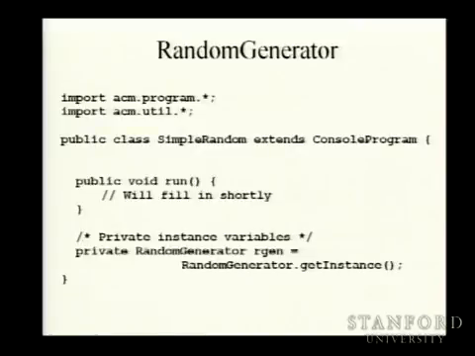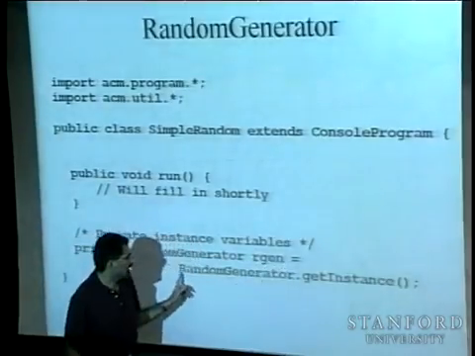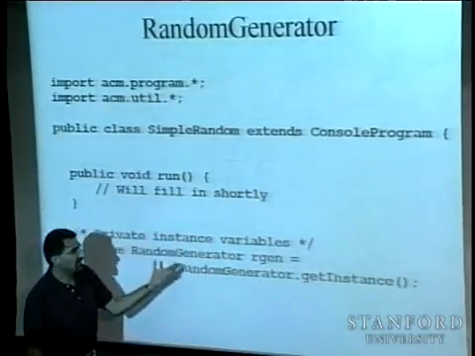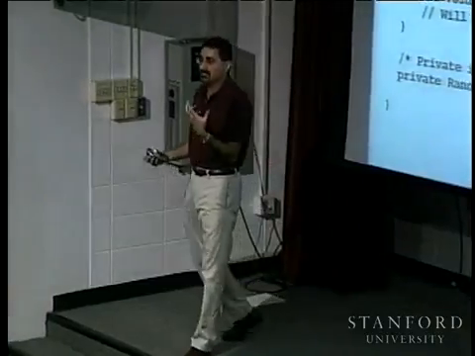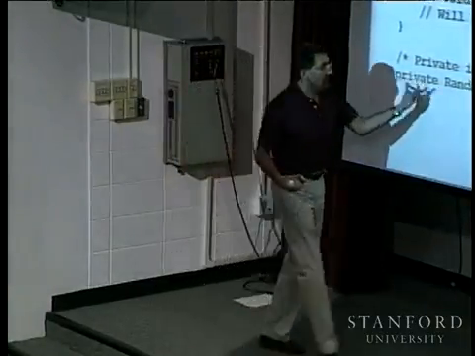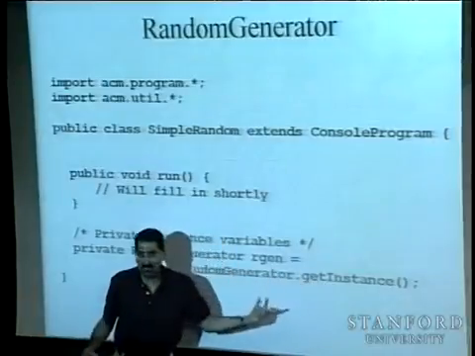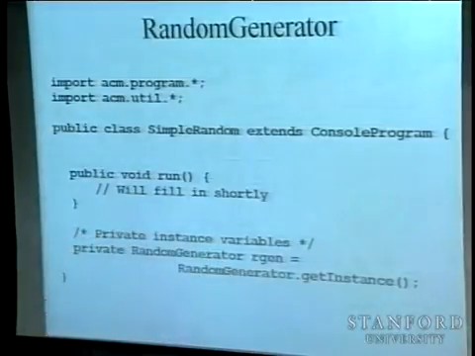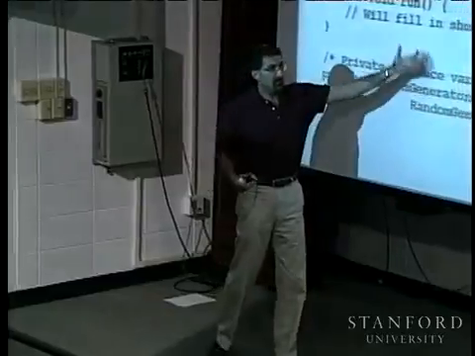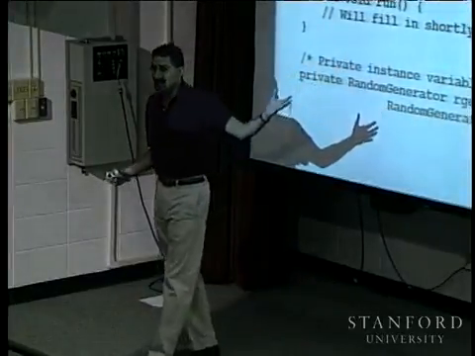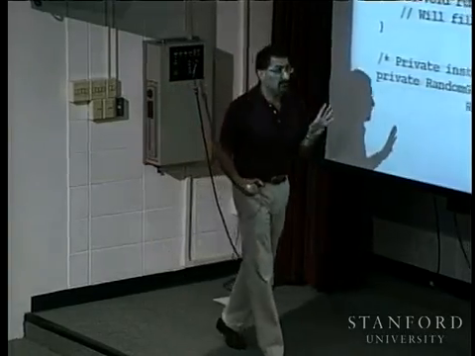Where I actually declare my instance variable is outside of the scope of any particular method, but inside my class, just like when you declared constants. Okay? So here I say private RandomGenerator rgen equals RandomGenerator.getInstance. What this does is whenever I create a new object of this class, it will initialize this variable rgen to be an instance of RandomGenerator. And that variable rgen is visible to all of the methods inside my class, and its lifetime will exist until that object goes away, until I'm actually done with the object.